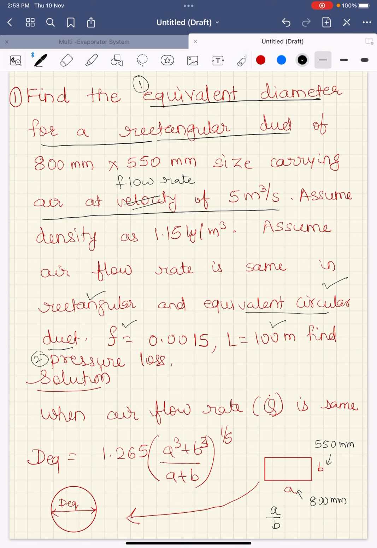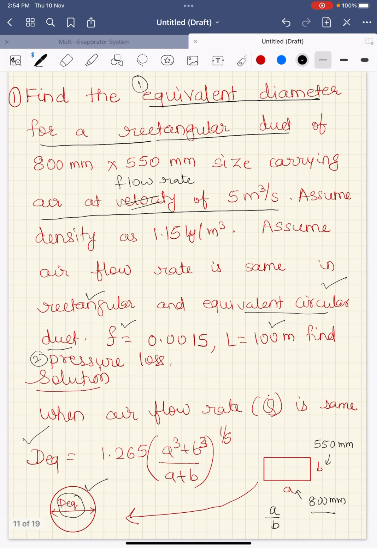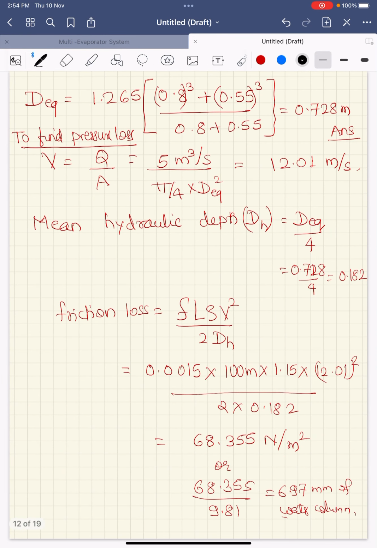For the case where the air flow rate is the same, we need to use this expression. Equivalent diameter is 1.265 times, in the bracket, a cube b cube upon a plus b, whole raised to 0.2 or 1 upon 5, where a is given and b is given. From this we calculate that instead of a rectangular duct, if a circular duct is there, what would be its corresponding diameter. If you solve that expression, we get the diameter as 0.728 meters. So this is the first answer of the problem.